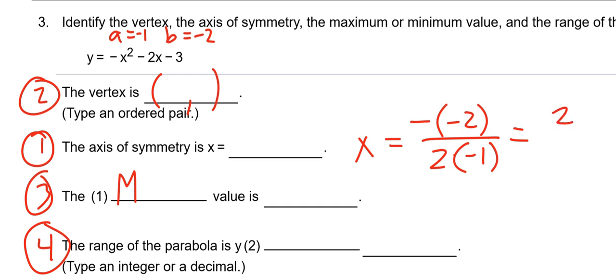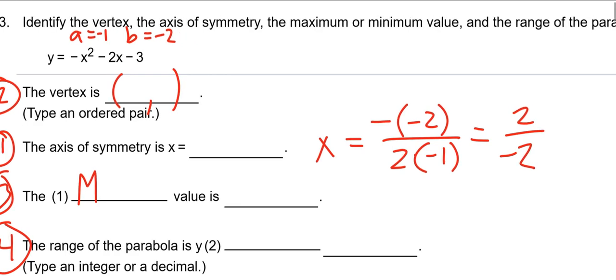So that's 2 over negative 2, which is what? Negative 1, exactly. So now I know that, and I know this. And now I have more information. Now I can go and find the rest of my vertex. It's inside of MaxMin. You don't have to worry about it.